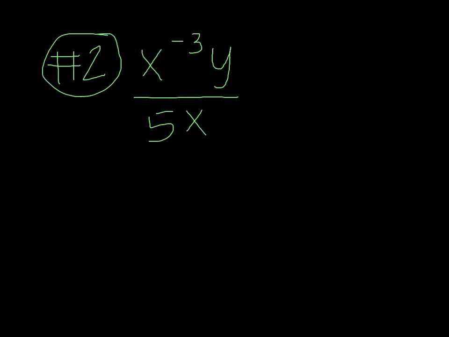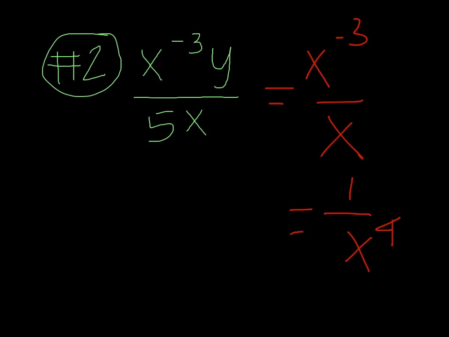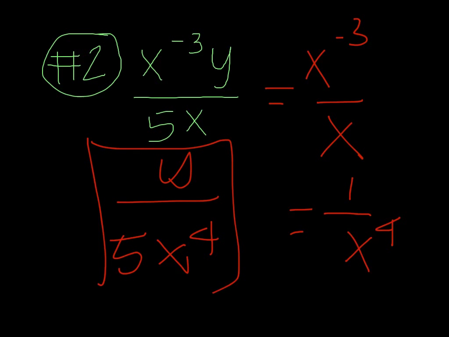Example number 2, x to the negative 3 times y over 5x. To do this, you first subtract: x to the negative 3 divided by x to the 1 equals 1 over x to the 4th. And if you put it with y over 5x, it would equal y over 5x to the 4th. And that is your answer.